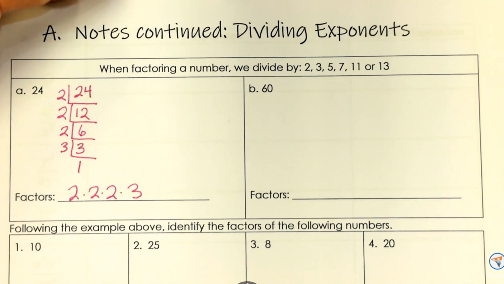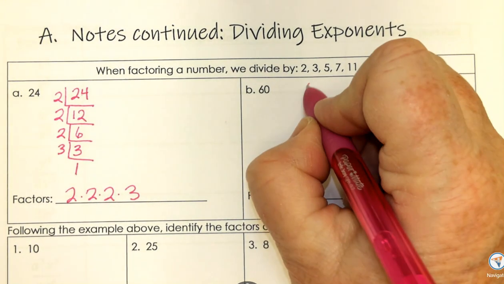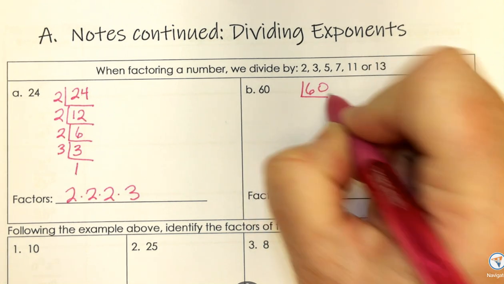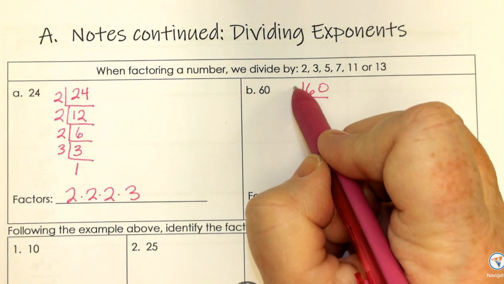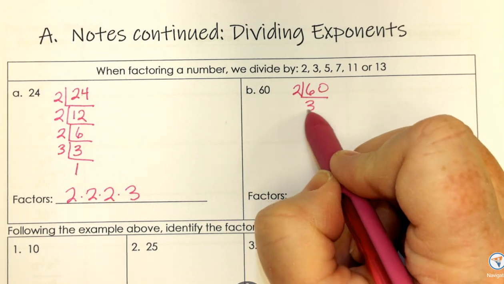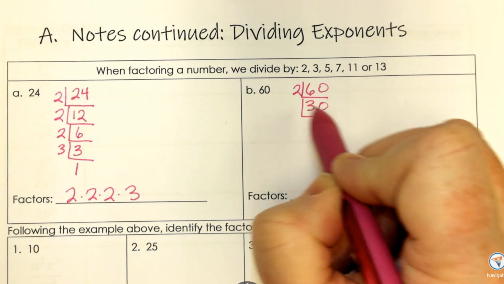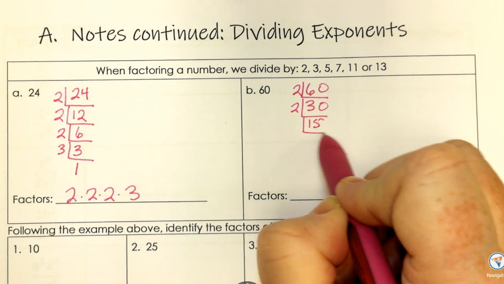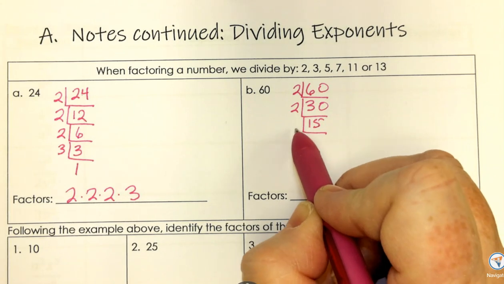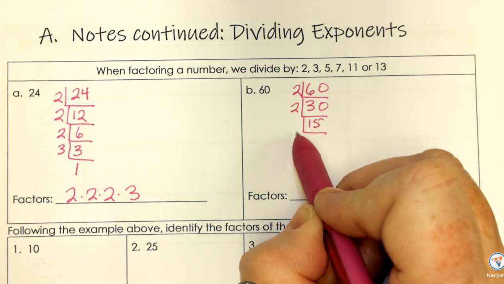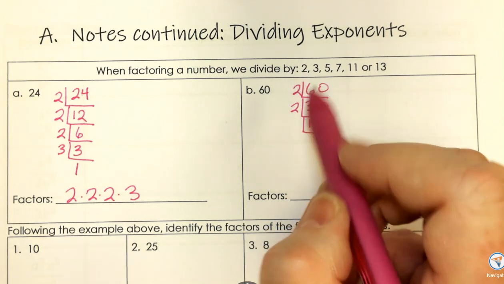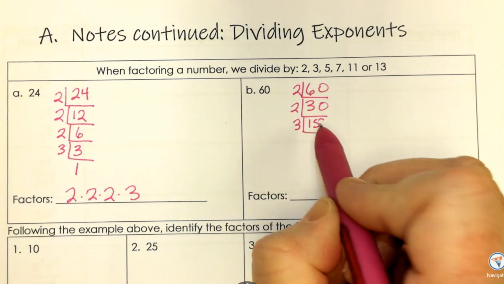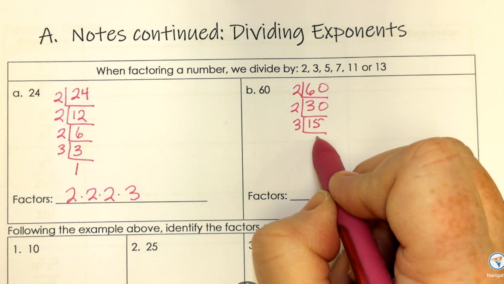All right, so we're going to try it again. I'm going to start with 60. And 2, is it divisible by 2? Yes, it is. We get 30. Is 30 divisible by 2? Yes, it is. We get 15. Is 15 divisible by 2? No, it's not. So I'm going to go to the next number, which is 3. Is 15 divisible by 3? Yes, it is. We get 5.